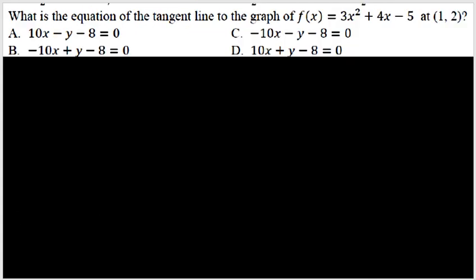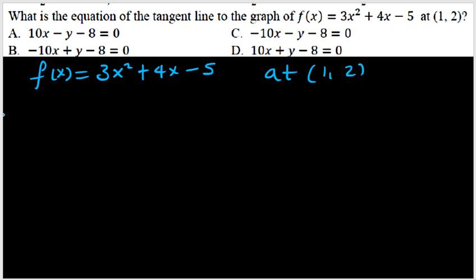Next question: what is the equation of the tangent line to the graph? Again, we have function f of x, which is 3x squared plus 4x minus 5, and we need to find the equation of the tangent line at the point (1, 2). So first let's get the slope. The slope means the derivative of the function at 1, like we did before. This is what we need first. So what's the derivative of this function?